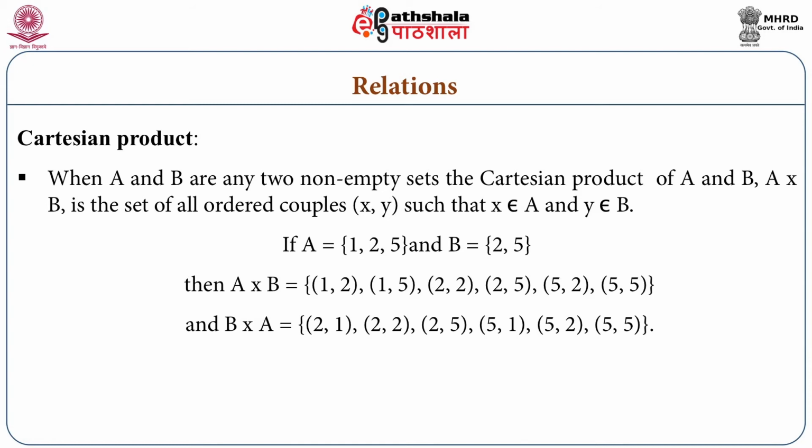We can also define the Cartesian product from B to A, or B into A. In such a case, the first element of the ordered pair is supplied from the set B, and the second members are coming from the set A. So we have (2, 1), (2, 2), (2, 5), (5, 1), (5, 2), (5, 5).